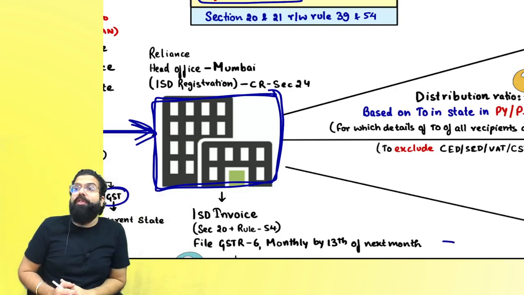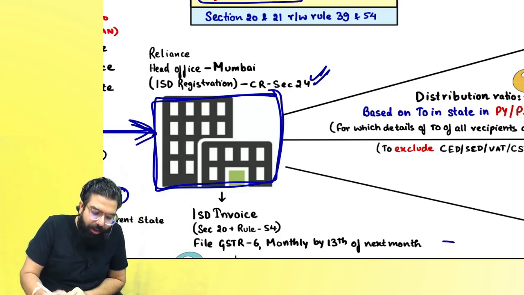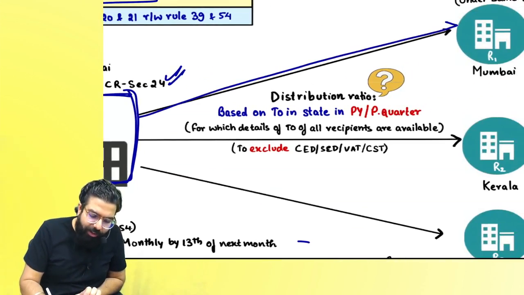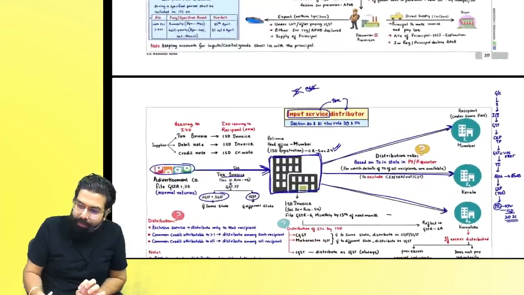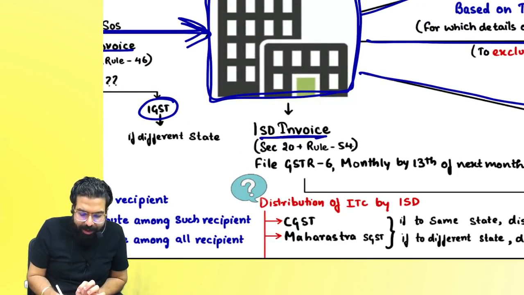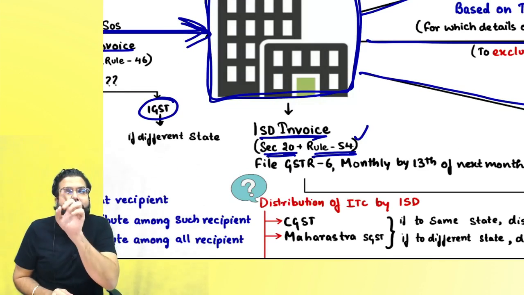Now for distribution, the head office has to take a separate registration under section number 24 as an input service distributor. They can distribute the credit by issuing an ISD invoice. Always remember one thing, whenever ISD is issuing the invoice, it is section number 20 read with rule number 54. Rule number 54 sub rule 1 tells you what are the contents of an ISD invoice.